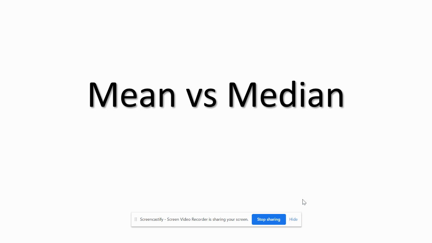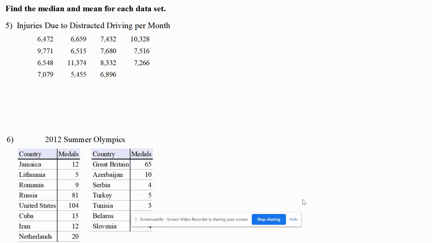All right, so for today, we're going to be looking at mean versus median. Two different measures. Mean is what we talked about last week, which is another word for average. Median is the number in the middle. So we're going to be looking at both. So let's take a look.